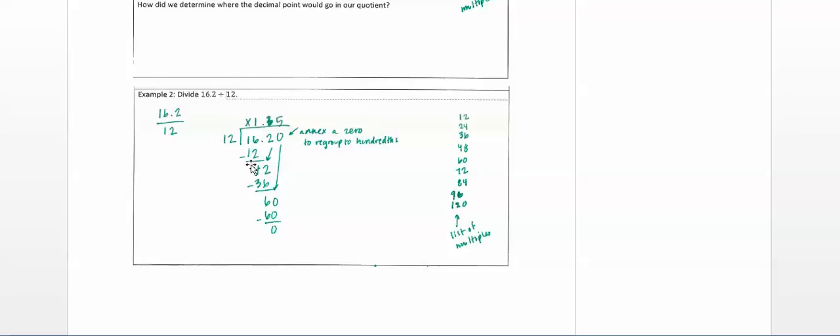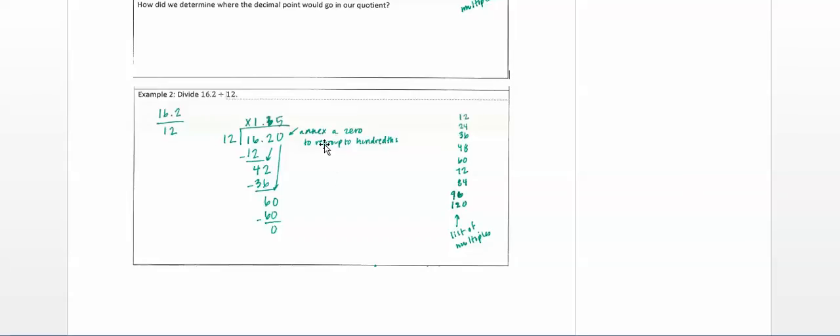I'm regrouping these 4 wholes in with my tenths. So now I have 2 tenths and 40 tenths, so now I have 42 tenths. When I split 42 tenths into 12 equal groups, 3 tenths are going to go in each group. I'm saying tenths because right here I'm in the tenths place. 3 tenths times 12 is 36 tenths. When I subtract, I have 6 tenths left over.